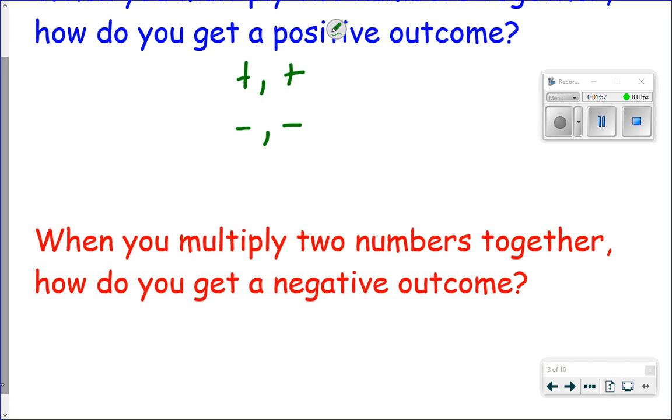All right, and then when you multiply two numbers together, how do you get a negative outcome? Well, positive and a negative, or negative and a positive, which seem like the same thing, but it does matter which number has the positive sign and which has the negative. So when we're doing our factoring, that's going to matter. So you need to know that it can be positive negative or negative positive.